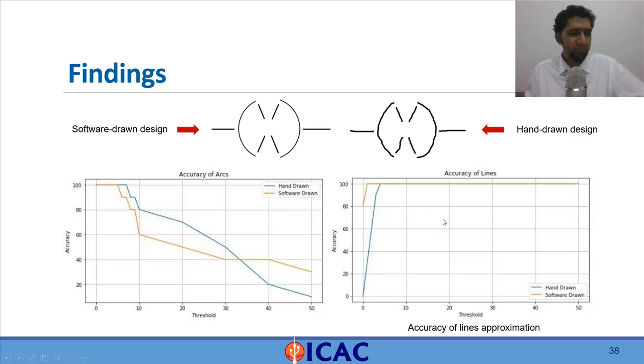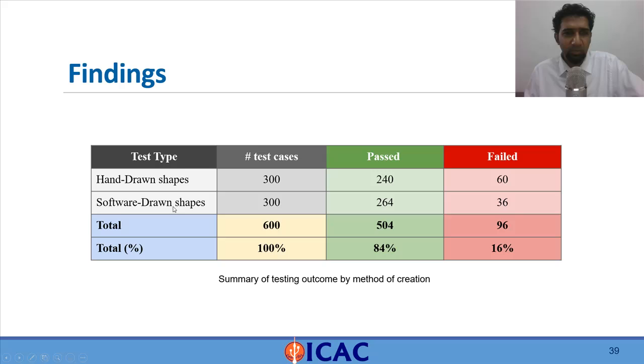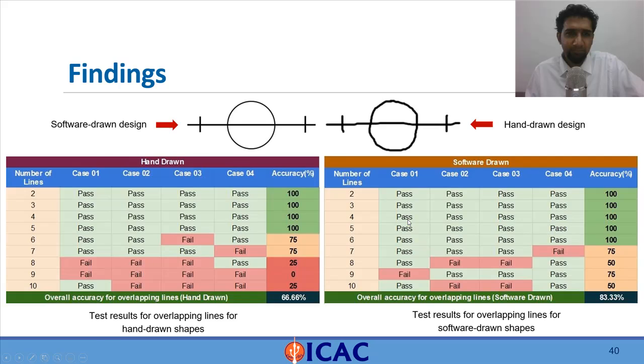So the findings, actually the biggest finding is that our method works slightly better with software drawn designs rather than hand drawn designs. Now this is a hand drawn design. Software drawn design is when you use a tool such as Photoshop or Illustrator to draw your design, it's perfect compared to the hand drawn design. So our method works well for that. This shows that the software drawn shapes show a higher pass rate when approximating lines and arcs.